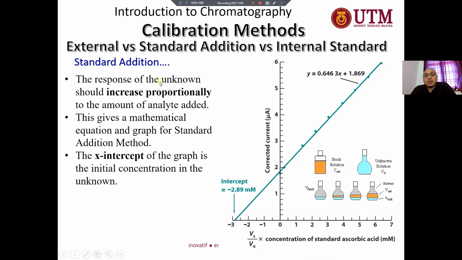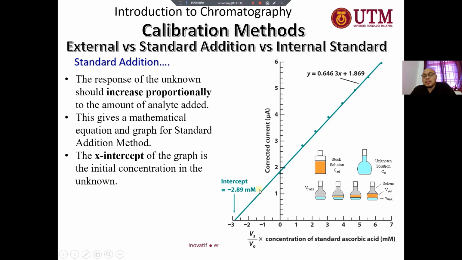Okay, the response of the unknown should increase proportionally to the amount of analyte added. So as we increase the analyte, the response or the absorbance should increase proportionally. As the concentration increases, so does the absorbance reading. This gives the mathematical equation and graph for the standard addition method. When we plot, we will get a graph. The x-intercept of the graph is the initial concentration of the unknown.